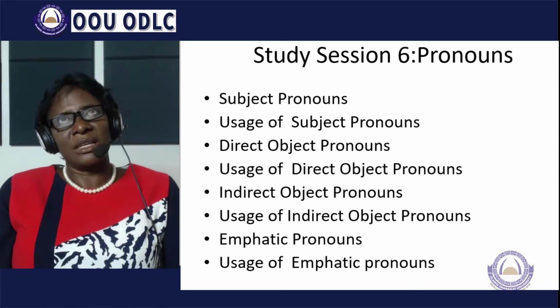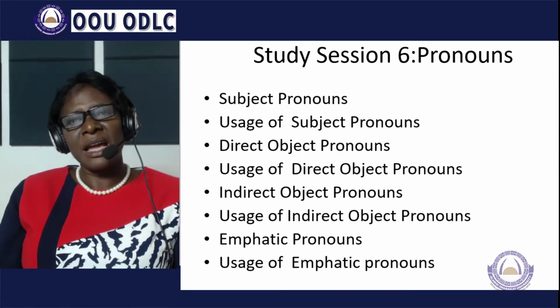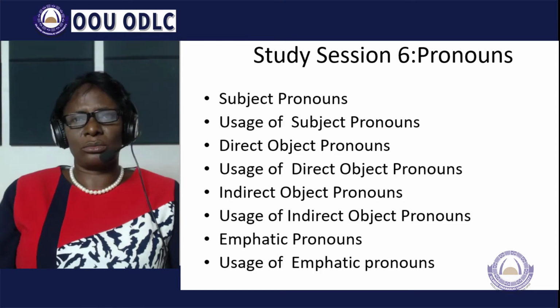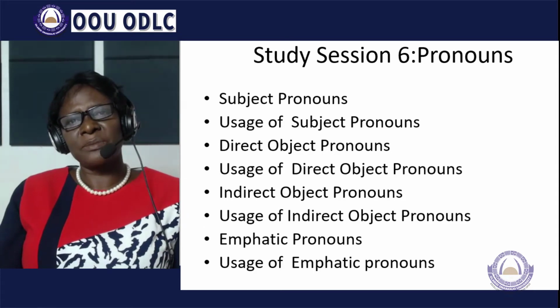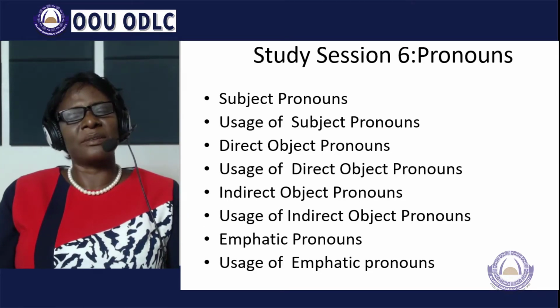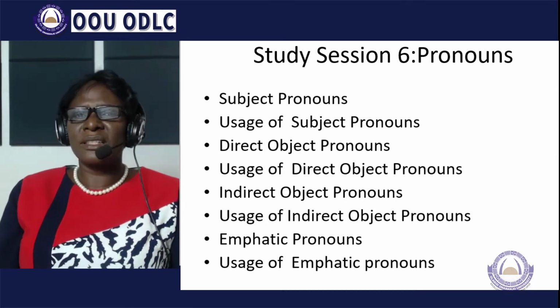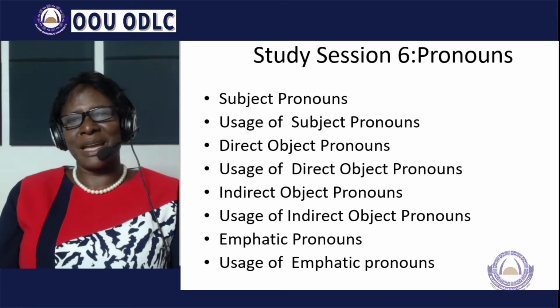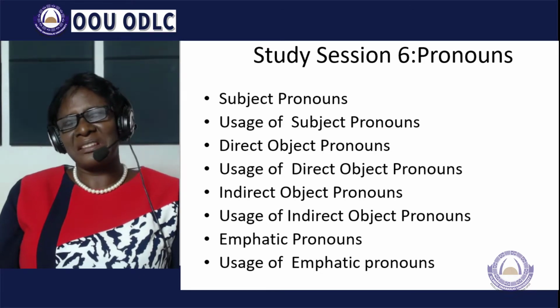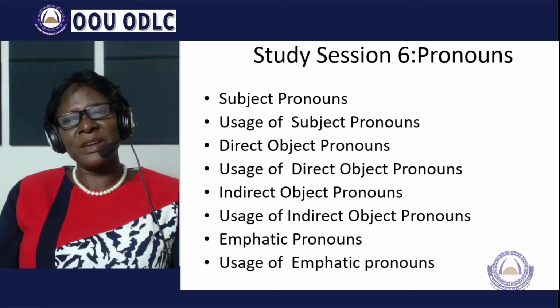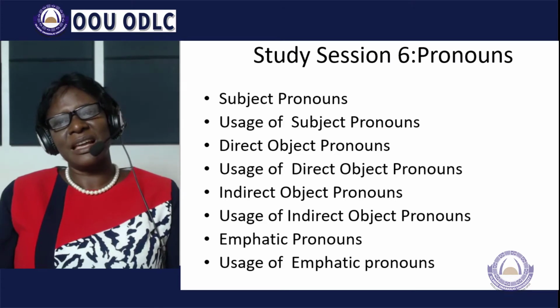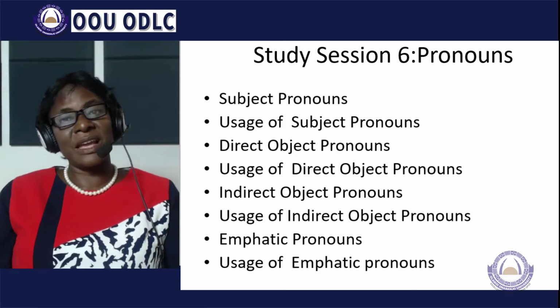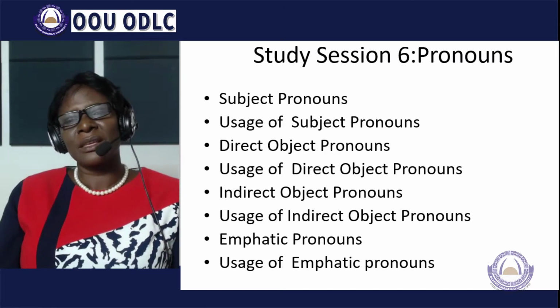Now, let us begin this way. Pronouns are divided into two. We have subject pronouns and object pronouns. What is a subject pronoun? A subject pronoun is a word which performs the action expressed by the verb. Example, Titi is very beautiful. If I don't want to mention Titi, I can say she is very beautiful.